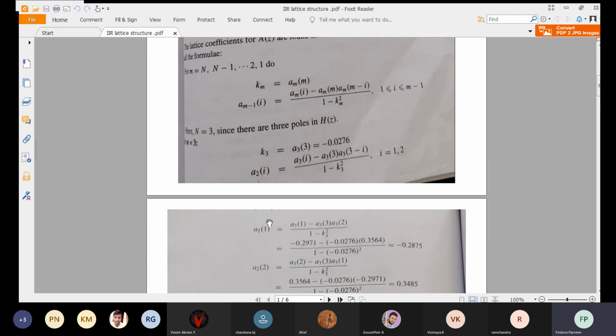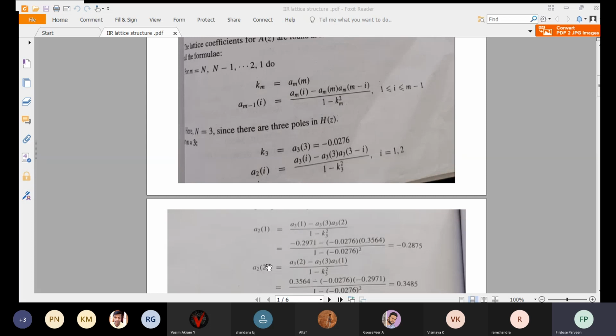Now A2(1), what is the formula? A2(1) will be equal to (A3(1) - A3(3) * A3(2)) / (1 - K3^2). Same as the previous one we have seen for the FIR lattice structure. So substitute for this, and what we'll be getting is -0.2875.